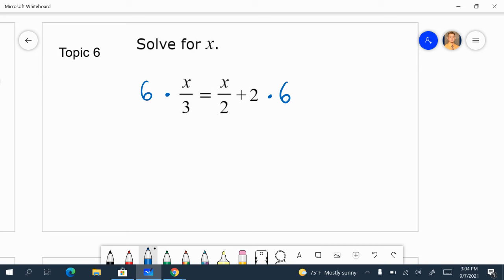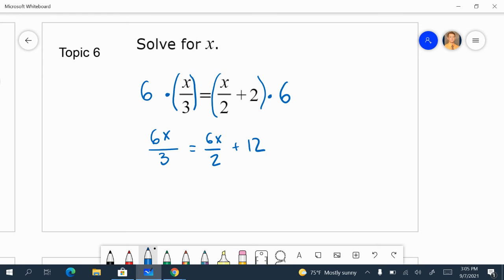Okay, so if I'm multiplying this entire side by 6, well, I know 6 times x is 6x, and the 6 only multiplies with the top, so we'd be left with a 3 there. As for the other side, everything over here gets multiplied by 6 as well. We have to multiply the entirety of both sides. So we'll be left with 6x over 2 plus 6 times 2, which is 12. There we go.